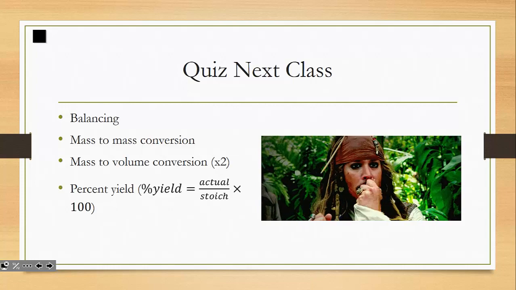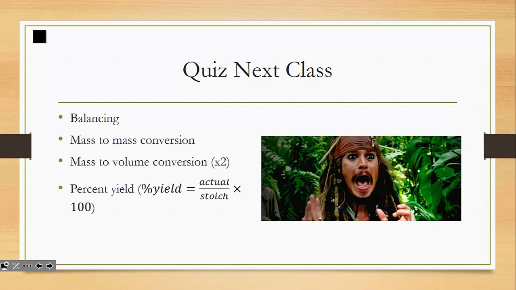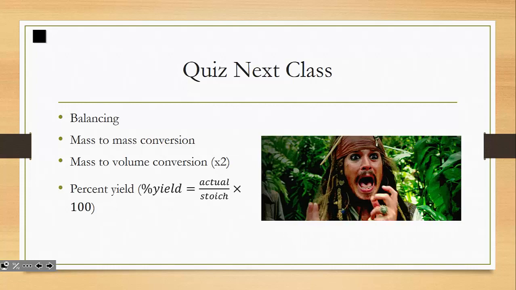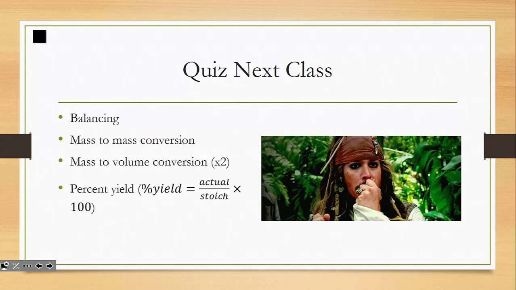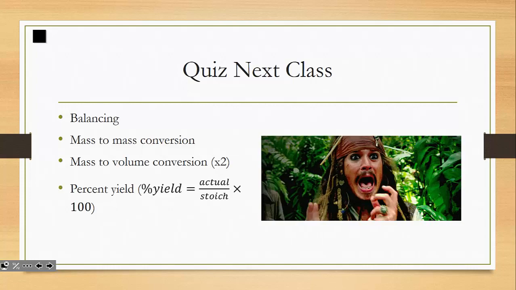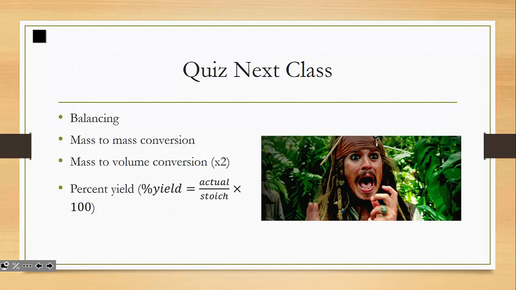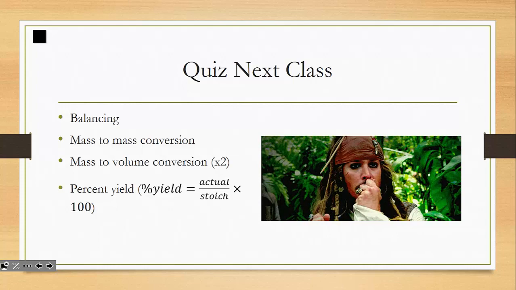So on your quiz, I will give you an unbalanced chemical reaction and ask you to balance it. Then I'll have you do a mass to mass conversion like we do in Unit 7.2. After that, I'll have you do a mass to volume conversion, just like we did in this unit. You will not be able to take any of the shortcuts.